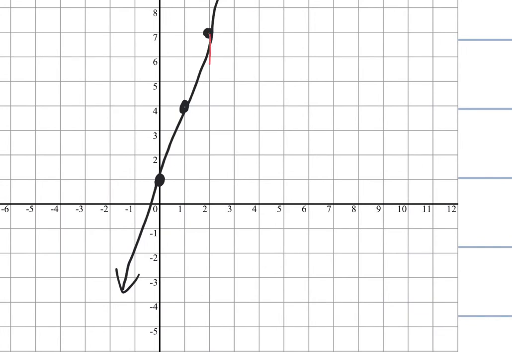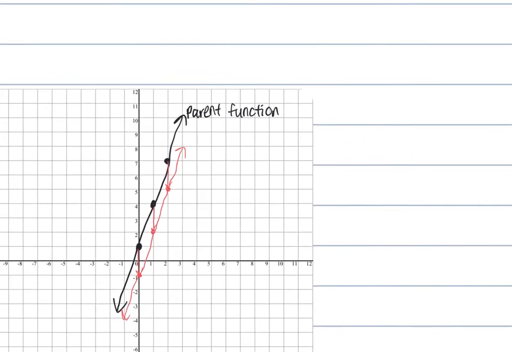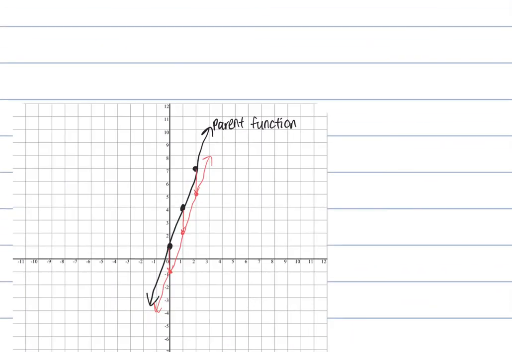So how many groups moved everything down 2 units and your transformation looked like this? Excelente. Good work. Can we get candy? No. I think we should. You guys always think you should get rewarded, okay? And so we're going to label this. How many people labeled their transformation g of x equals f of x minus 2?